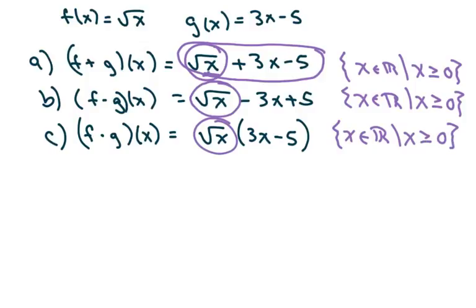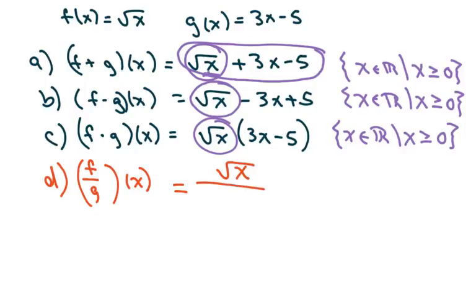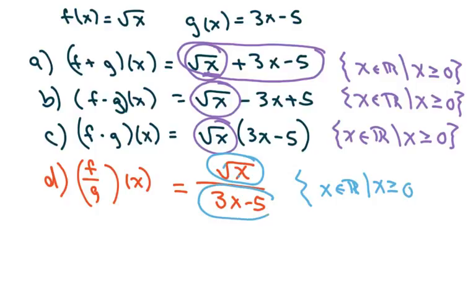And the last one is f over g of x. Now this one, got to be careful. So we have square root of x over 3x minus 5. Now, this is in the numerator, but it still has to be greater than or equal to 0. So also, we already have that. So it's all real numbers, but x has to be greater than or equal to 0 because you can't have a negative in that. In this part, we can't divide by 0, so this cannot equal 0.